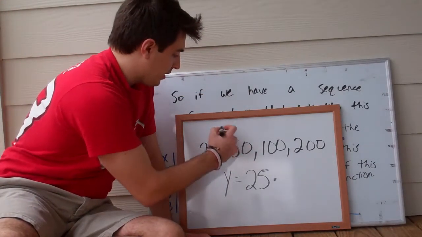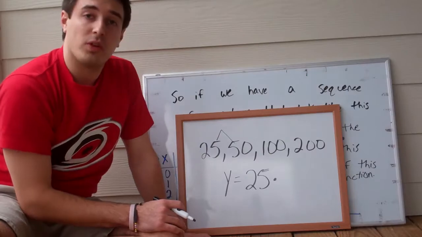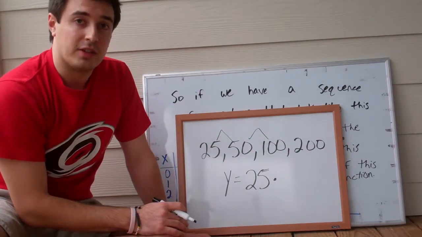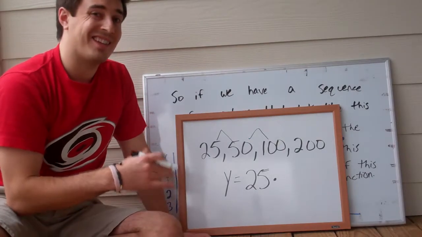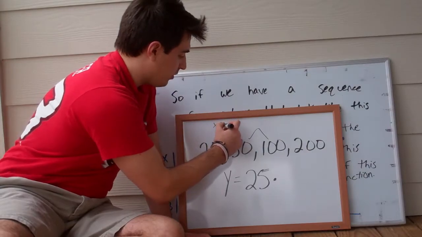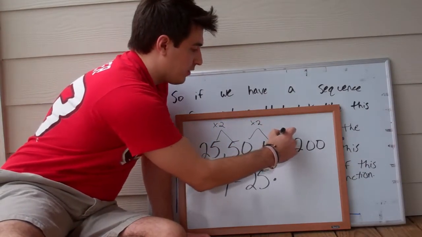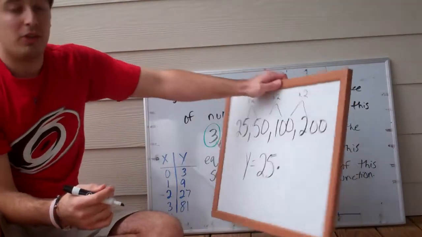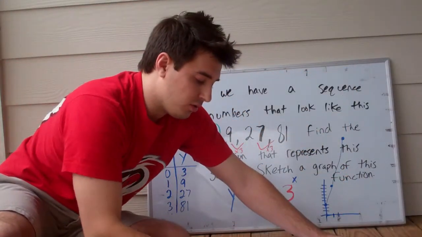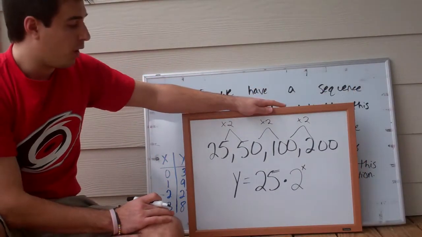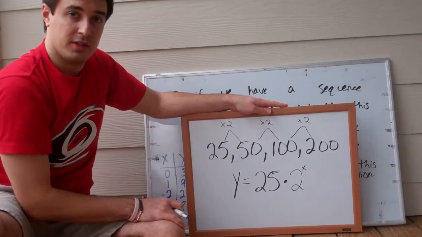So we can say that's plus 25, or it's multiplied by 2. Right here, that's plus 50, multiply by 2. So we know again that it's not going to be arithmetic, so it has to be geometric. So we say times 2, and from here to here again, times 2. So this means that our common ratio has to be 2. So 2 raised to the x power. So our equation looks something like this.